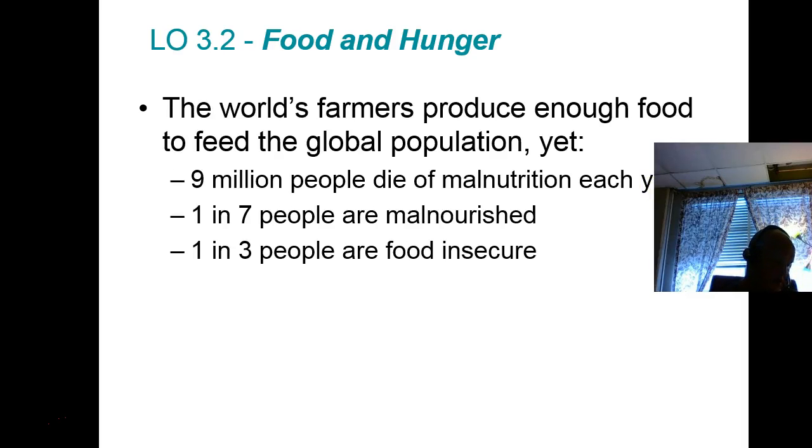If we went on a vegetarian diet and did not waste food, the world produces enough to feed at least 10 billion people. Why are people dying of malnourishment then? What is food insecurity? Not knowing where your food is coming from, or knowing if you will have food.